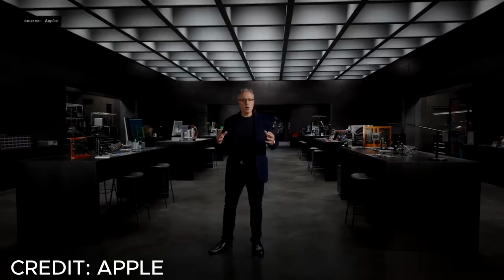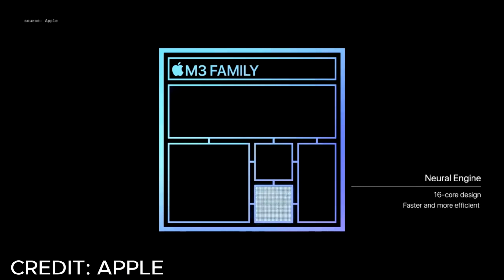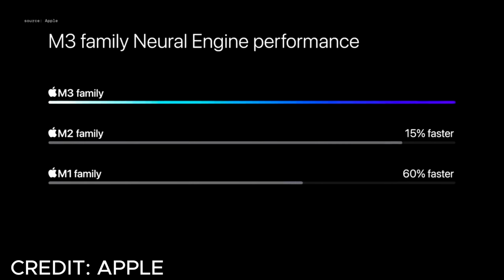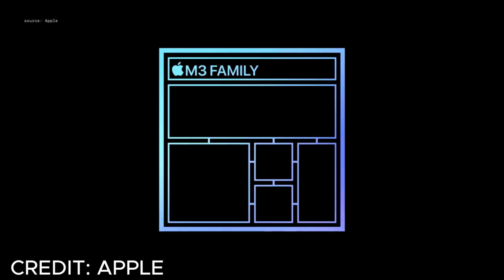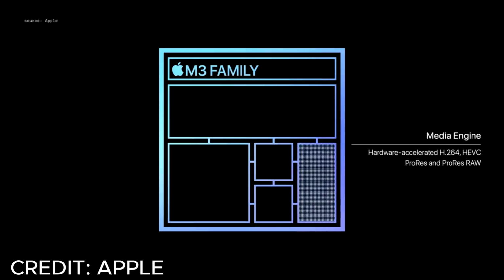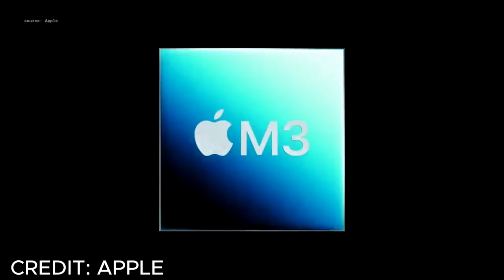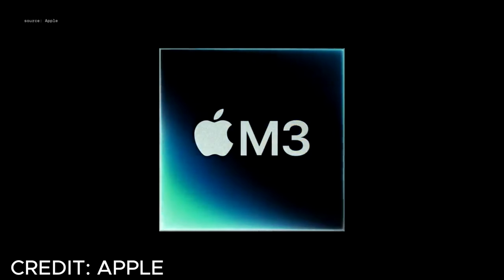M3, M3 Pro, and M3 Max also have a faster and more efficient Neural Engine. That is a breathtaking 60% faster than the M1 family. The M3 family has also our advanced media engine for hardware acceleration of the most popular video codecs. And now it includes support for AV1.